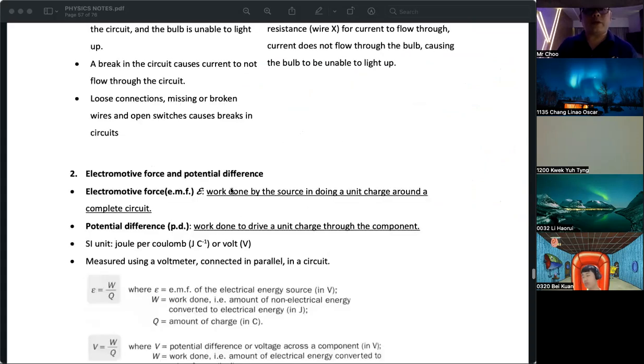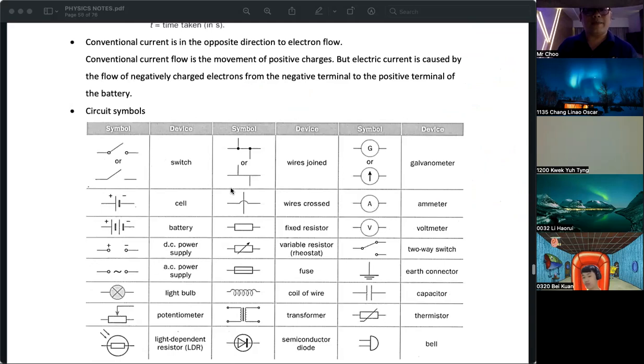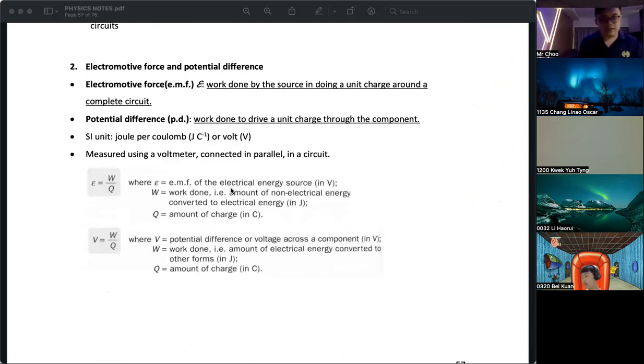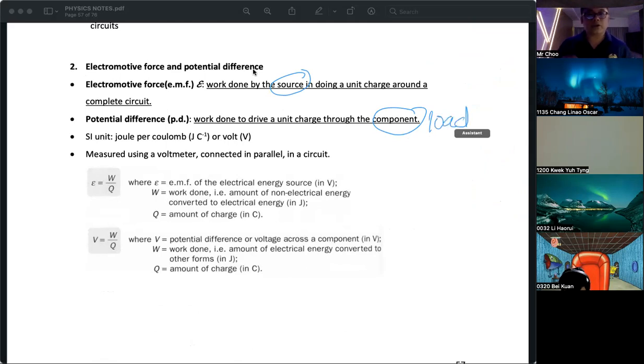Okay, so we talk about current. The second part now is voltage. But in O level, we don't use the word voltage anymore. We either use EMF or potential difference. So EMF is for the source. Potential difference is for the component or the load. Another word for component is the load. Source includes things like battery, dry cell, and so on.